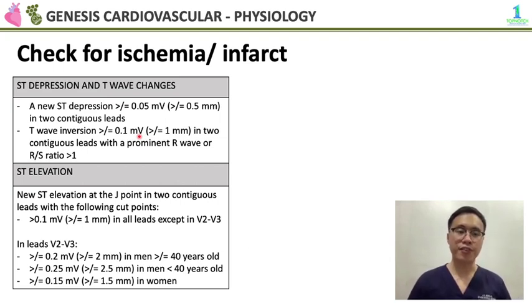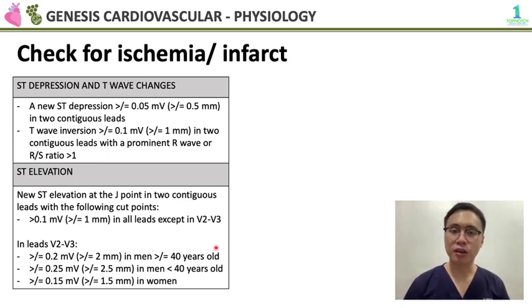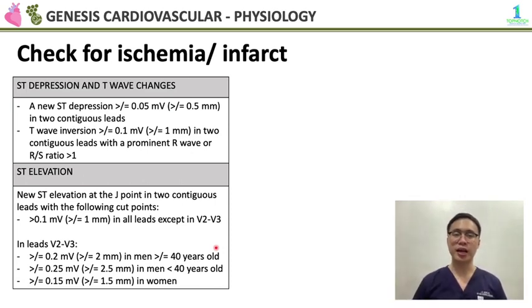And then for ST elevation, if you have ST segment elevation at the J point in at least 2 contiguous leads with the following cutoffs, at least more than 1 millimeter in all leads except for V2 and V3, that's already significant. You might want to consider an infarct in this case. But bear in mind, V2 and V3 have a different cutoff. A lot of people get confused here because they see an ECG with very tall ST in V2 and V3, and they immediately think, STEMI. But remember, for V2 and V3, we have a different cutoff.